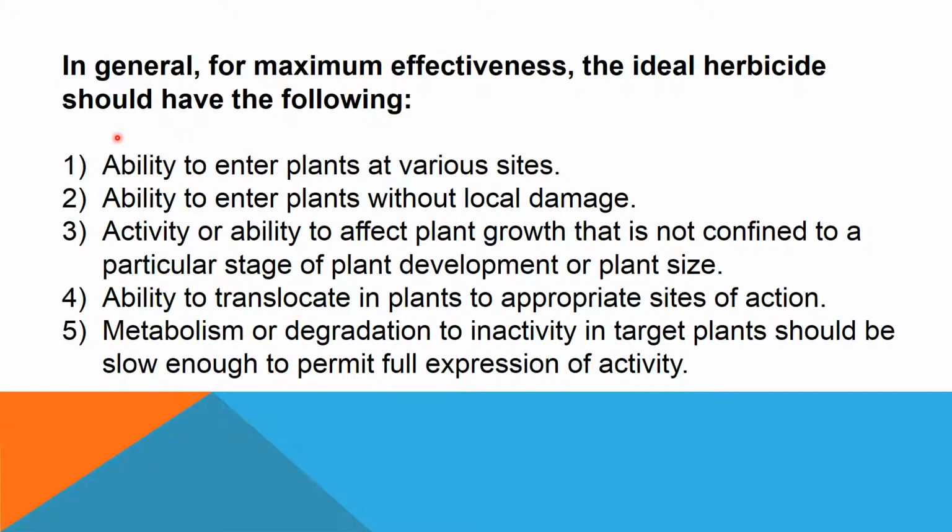In general, for maximum effectiveness, the ideal herbicide should have the following: the ability to enter plants at various sites, the ability to enter plants without local damage, activity that is not confined to a particular stage of plant development or plant size, the ability to translocate in plants to appropriate sites of action, and the metabolism or degradation to inactivity in target plants should be slow enough to permit full expression of activity. These are the summary of the ideal herbicides.